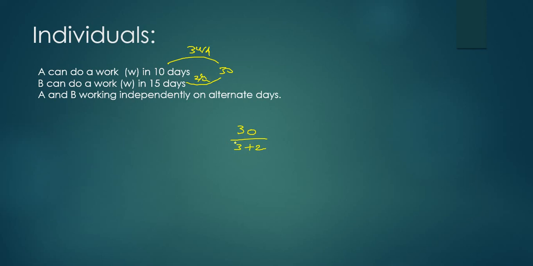Total work divided by work done per day equals 6 days. I am getting an integer. It means A has to work for 6 days and B has to work for 6 days. The total is 12 days. Simply, the answer is 12 days. Very simple.